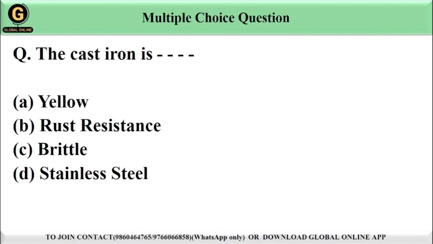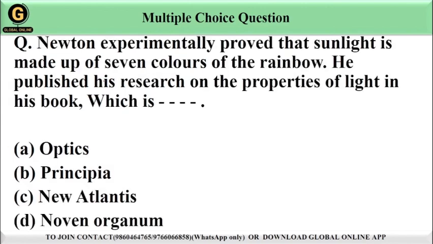While it is strong, it lacks the flexibility of other materials like steel. Cast iron is commonly used in construction and machinery, but its brittleness limits its use in applications where flexibility is required. So the correct answer among the options is option C, brittle. Let's move on to the next question.